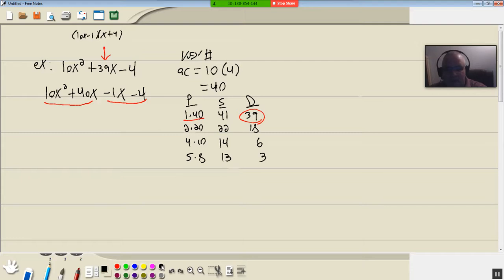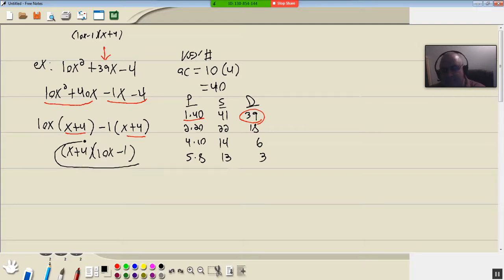Now we're going to factor by grouping. First two terms have a GCF of 10x, and that gives us x plus 4. The last two terms have nothing in common, but my first term is negative. And anytime your first term is negative, you always factor out a negative. So factor out a negative 1, and that gives us x plus 4. Now our goal was to get these parentheses the same, which they are. So I'll factor out an x plus 4, and that gives us 10x minus 1. And that's our answer.